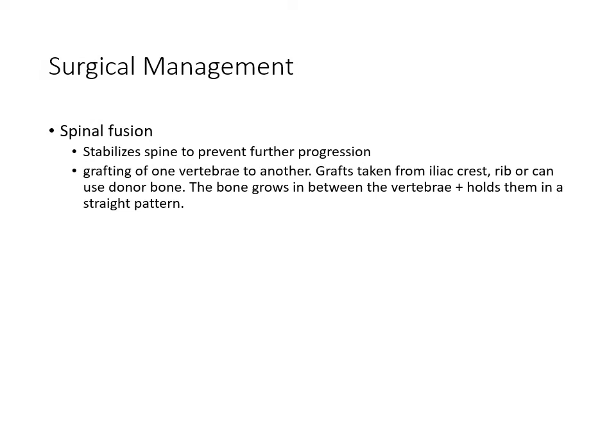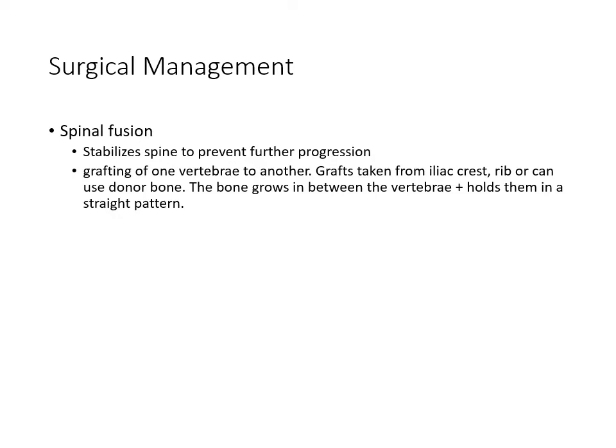The most common surgical management is spinal fusion. This is to stabilize the spine so that we can prevent further progression. So in this surgical procedure, you will perform a grafting of one vertebra to another, and the graft is taken from the iliac crest, rib, or you can use a donor bone too. And the bone grows in between the vertebrae and holds them in a straight pattern.